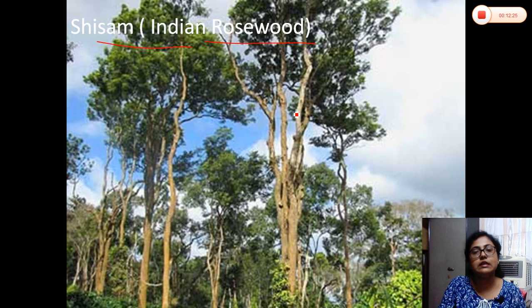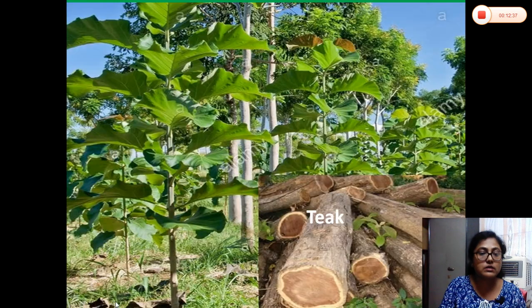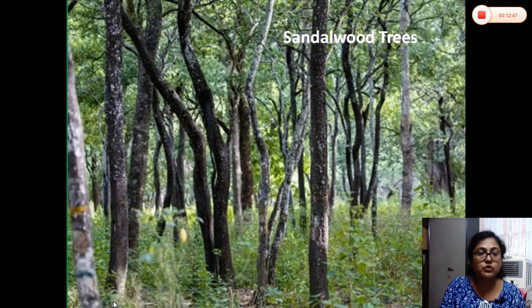Sesame is also known as Indian rosewood. Now this sesame tree is found in tropical deciduous forest. This is called the sal tree. Sal tree is very important for making railway sleepers, for construction purposes, for making furniture. Teak wood, in Bengali it is called sagun. This is also used for making furniture. It's a very valuable tree. Sandalwood has medicinal value. Even it is used for many other purposes, for making cosmetics, for making agarbatti and all.